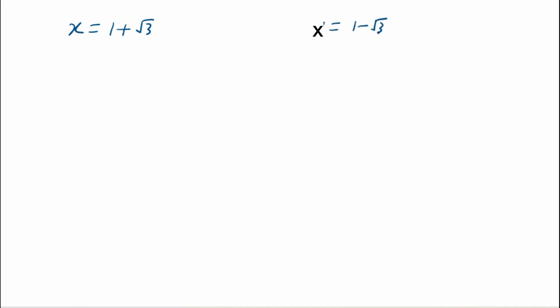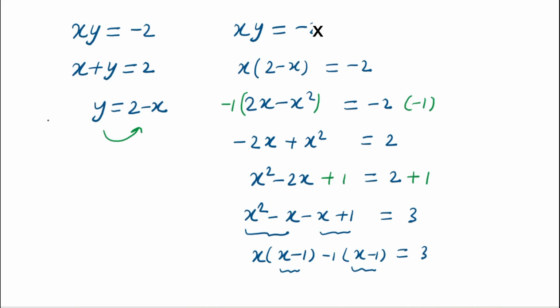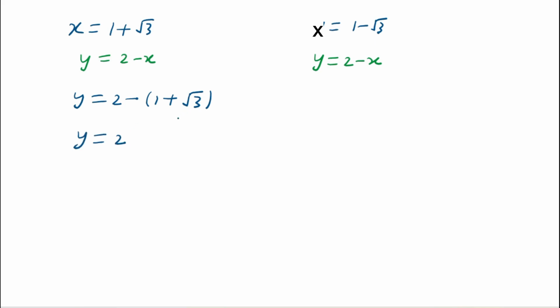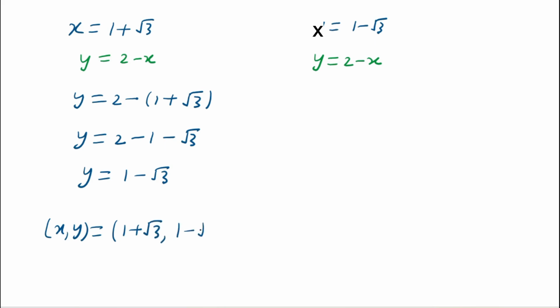And here the value of y is 2 minus x. Then y is equal to 2 minus x, replaced by 1 plus square root of 3, and here y is equal to 2 minus, multiplied inside the bracket, minus 1 minus square root of 3. Then y is equal to 2 minus 1, which is 1 minus square root of 3. Here the third solution (x, y) is: the value of x is 1 plus square root of 3, and the value of y is 1 minus square root of 3.